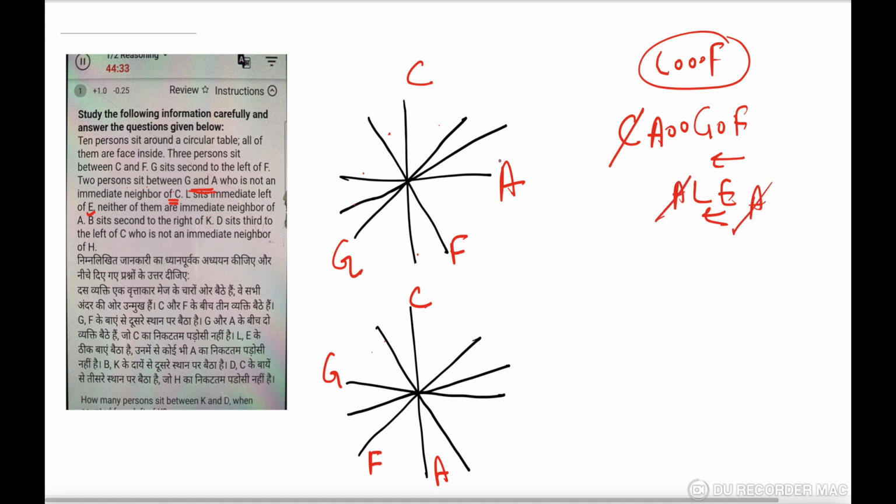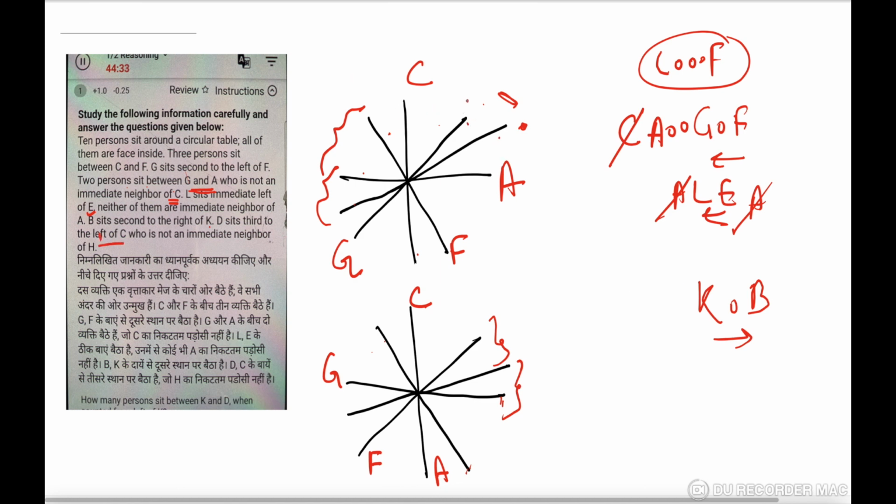Okay, so here we have how many places? So here LE cannot come, so LE can come either here or here. Here also, if you see, LE cannot come in these 2 places, so LE can come either here or here, so we will leave this condition for now. Next is B sits second to the right of K. D sits third to the left of C.